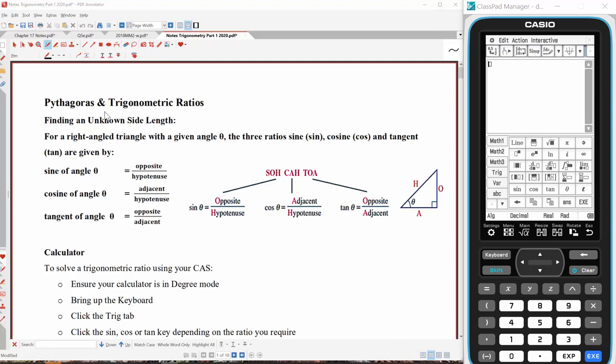We'll wrap term 3 up looking at Pythagoras' theorem and trigonometric ratios and apply them to a number of different circumstances, both familiar to you and somewhat unfamiliar to you.